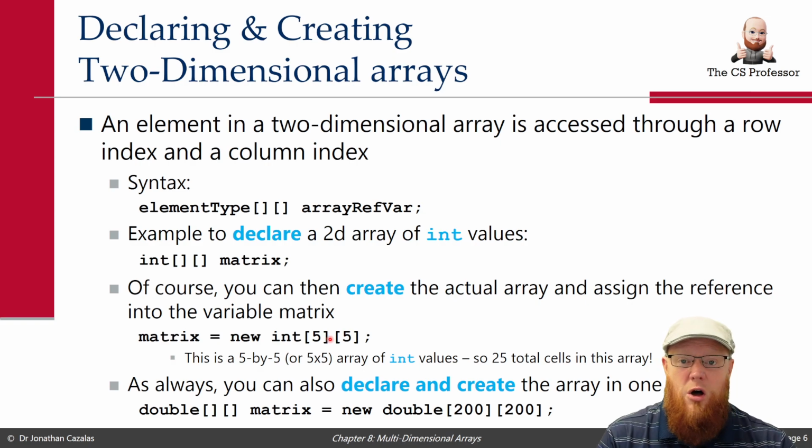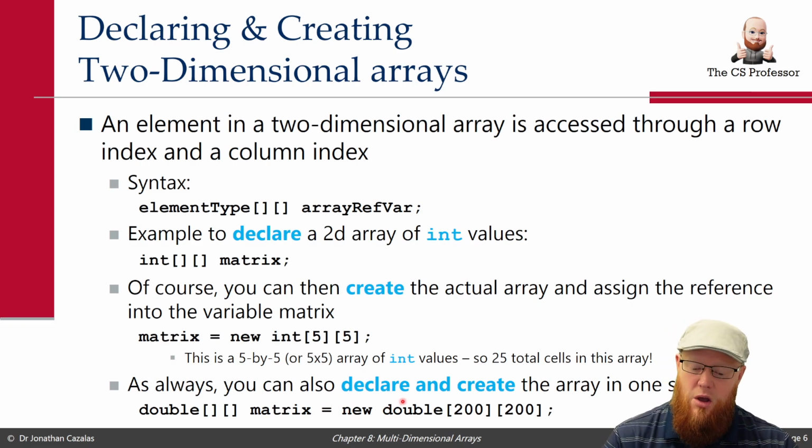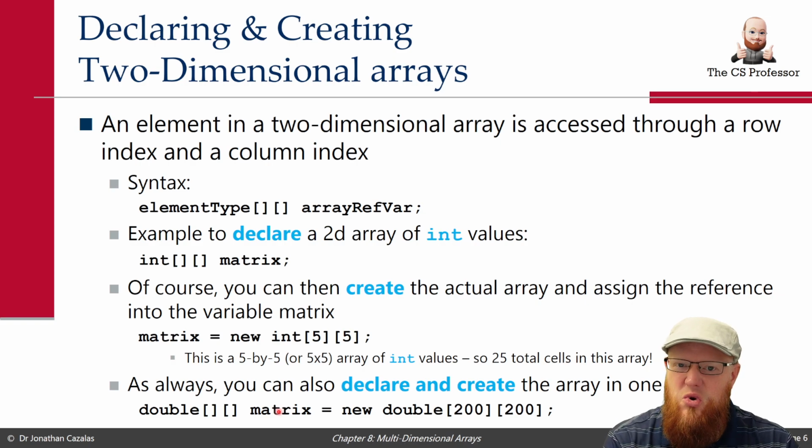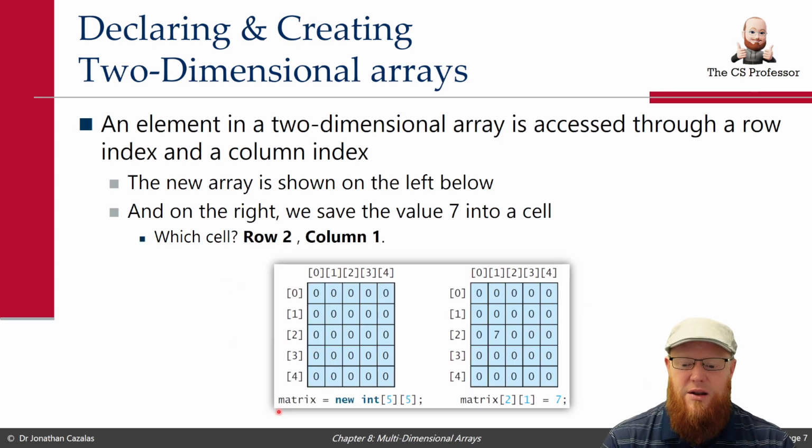So we can also always declare and create the array in one step, as we already know and have seen previously with one-dimensional arrays. Here I've created on the right side of the assignment a new double. How many rows? 200 rows by 200 columns. That's a lot of cells. And we save all of that into this variable matrix. Now, as with one-dimensional arrays, what's really getting saved into variable matrix? An address, a reference to this two-dimensional structure on the heap, but it's more nuanced than that, and it's super important. We're going to talk about that in just a couple of minutes.